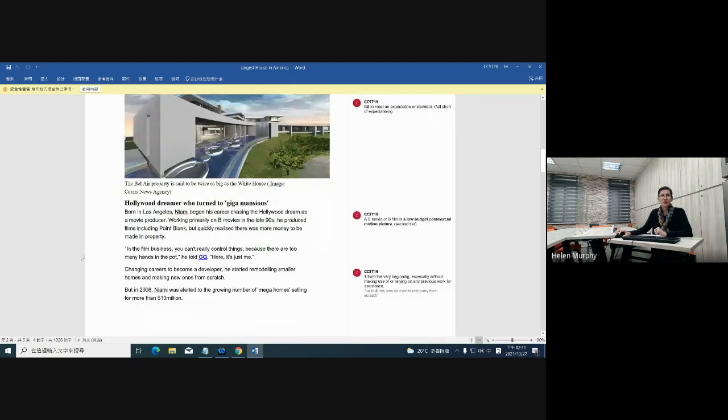Okay, so let's move on. And the subtitle says, Hollywood dreamer who turned to giga-mansions. Now, the next sentence reads, born in Los Angeles, Naomi began his career chasing the Hollywood dream as a movie producer. Working primarily on B-movies in the late 90s, he produced films including Point Blank, but quickly realized there was more money to be made in property.